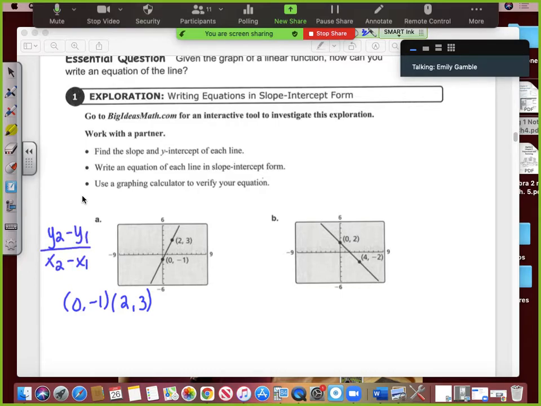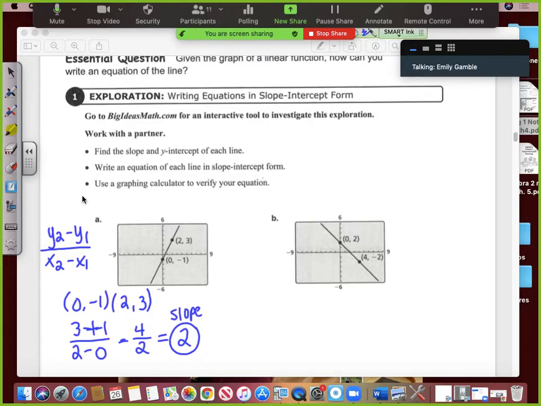So y2 in this case is my second ordered pair. I wrote this one second, so this would be 3 minus negative 1. Be careful with the double negatives. Over 2 minus 0. 3 minus negative 1 is really 3 plus 1, which is 4. Over 2 minus 0 is 2. 4 over 2 simplifies to just be what? 2. Positive 2. So this is your slope. You can either write it as 2 or 2 over 1. I'll just usually write it as 2.